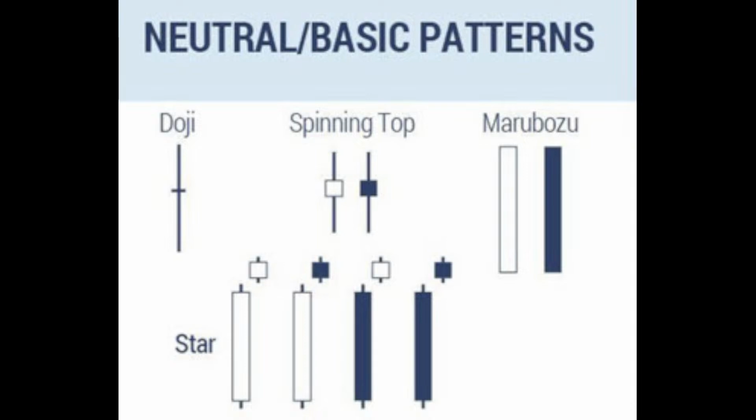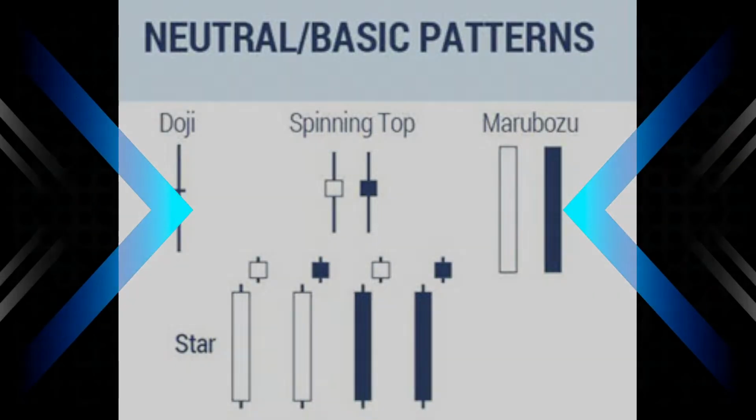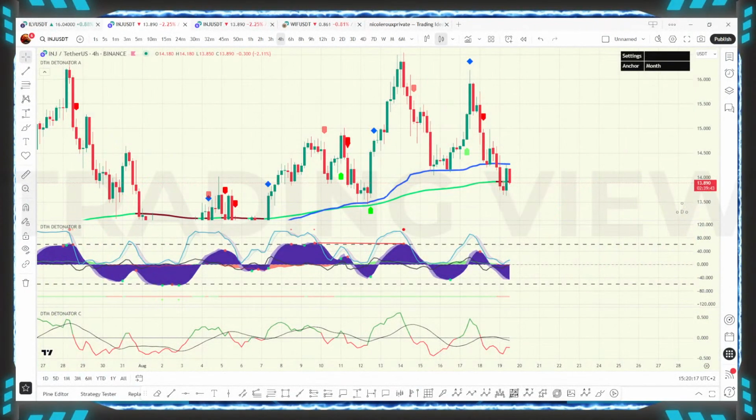Now the spinning top, like the doji, is also a neutral type of candlestick pattern, meaning it gives us a point of indecision in the market. So anything neutral, basically, is an indecision point in the market when you look at the chart. So let's jump into TradingView quickly and look at what we have here.